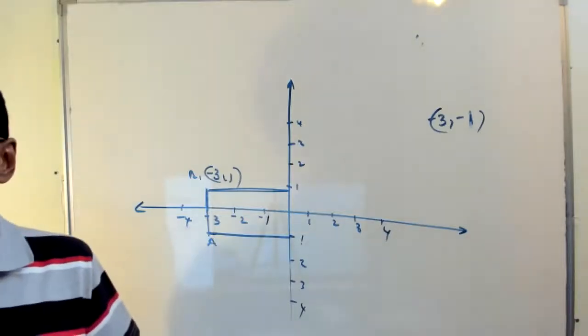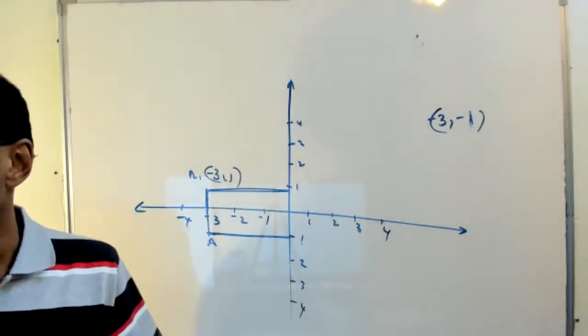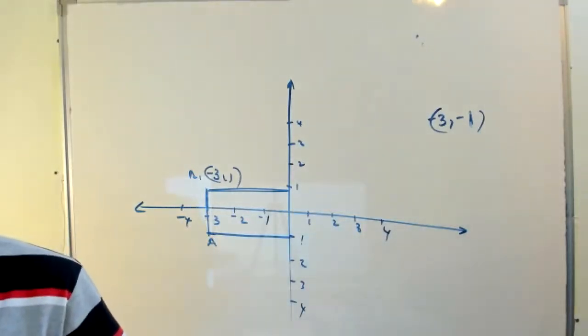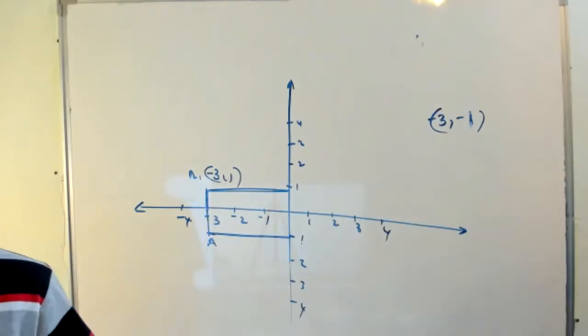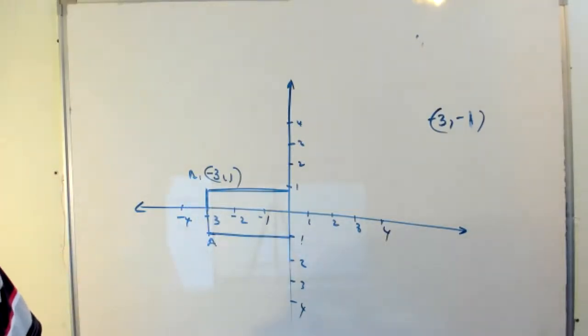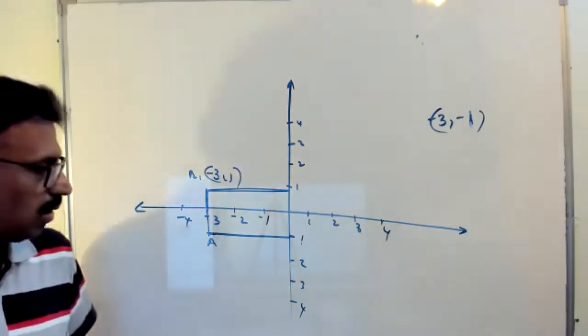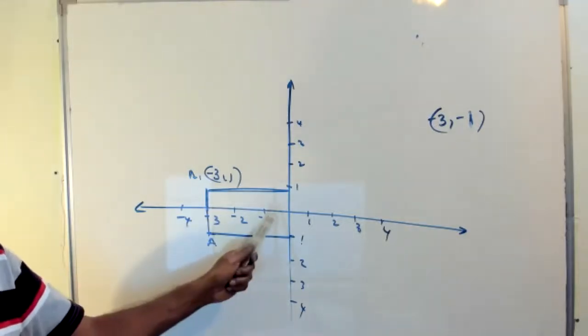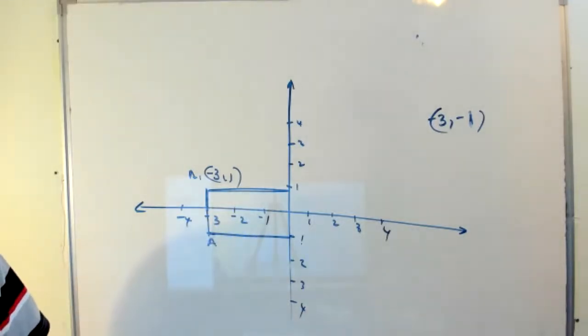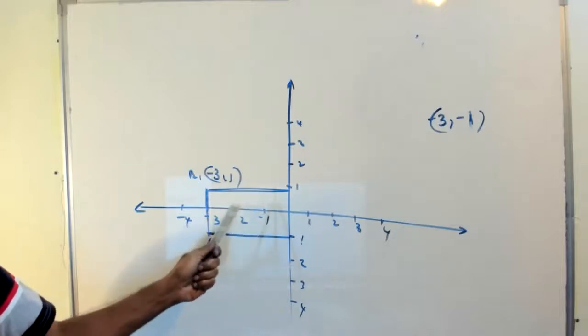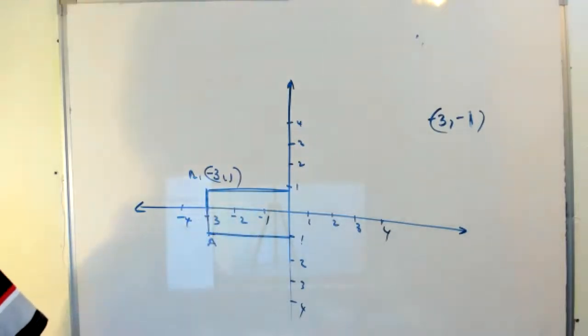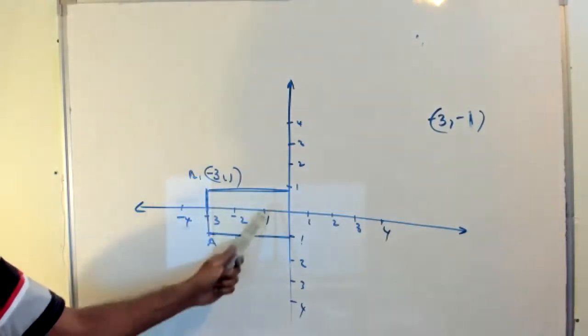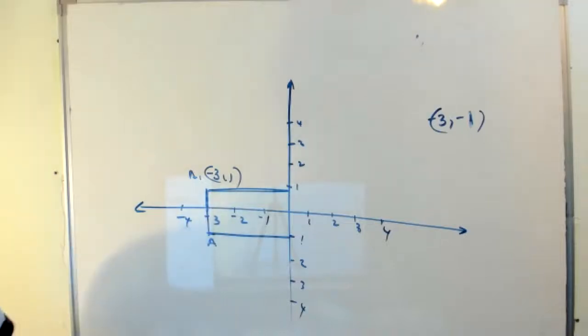I'm asking you, Viraj. How many units away from y-axis? Look at the figure. The A is how many units away from y-axis? You can see the figure. It's 1, 2, 3 units. 3 units. So here also 3 units.